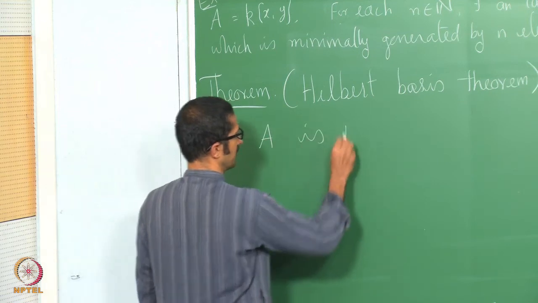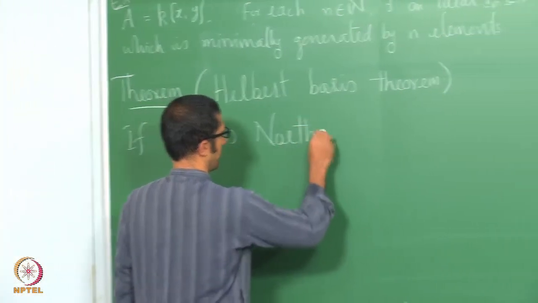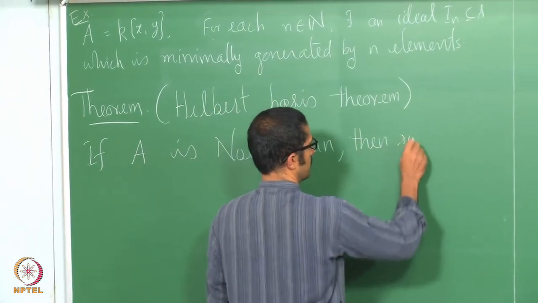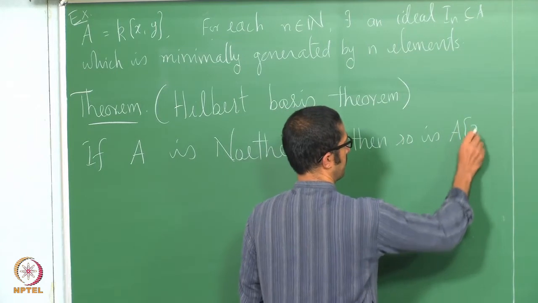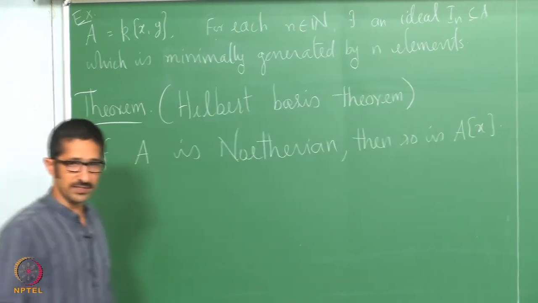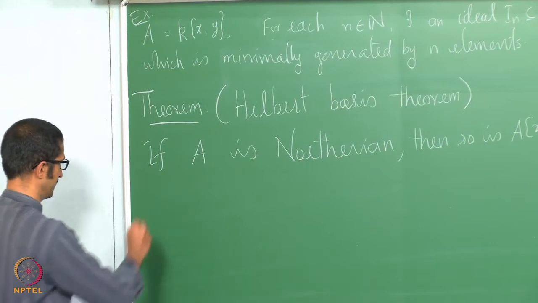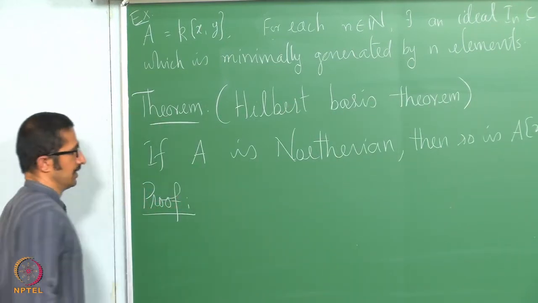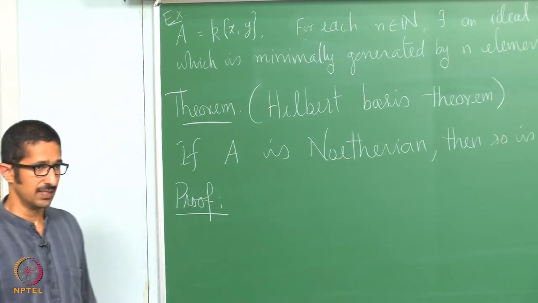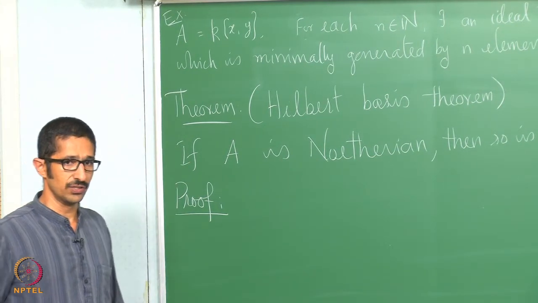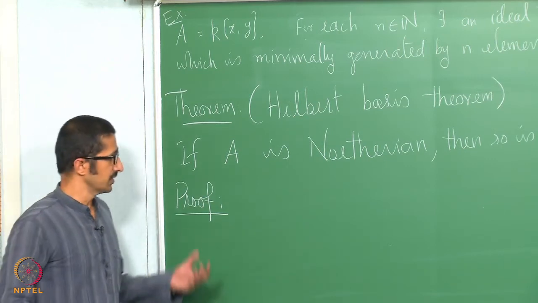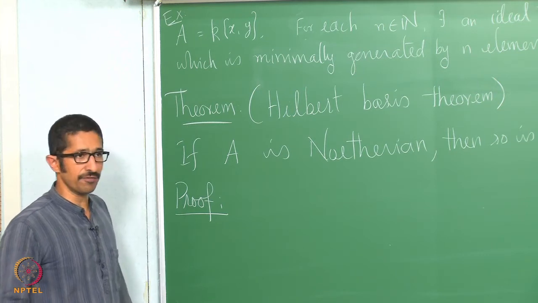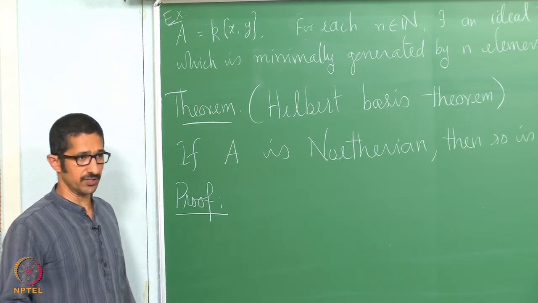So, the statement is, if A is Noetherian, then so is A[x], where x is an indeterminate over A. That is, A[x] is also Noetherian. So, you want to prove that every ideal of A[x] is finitely generated.